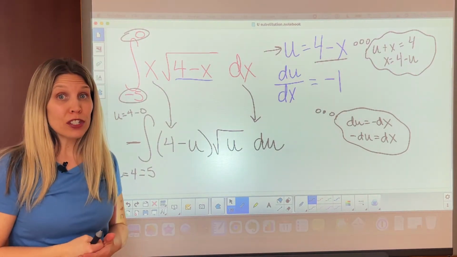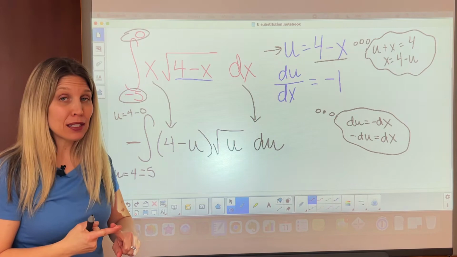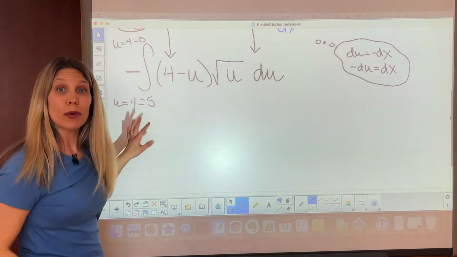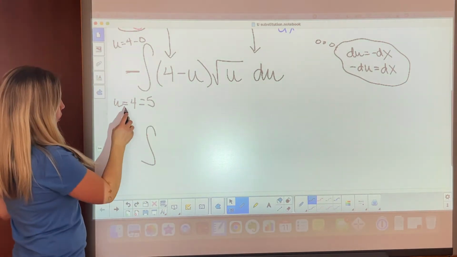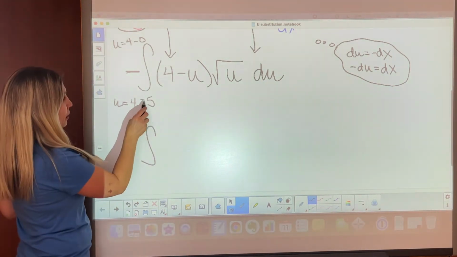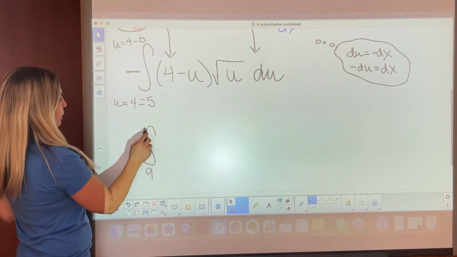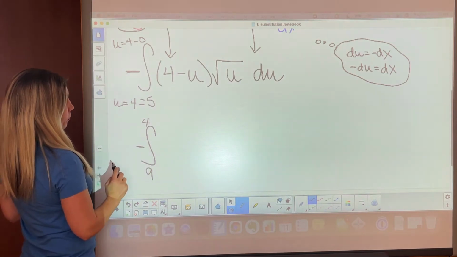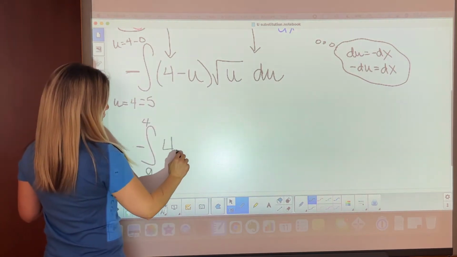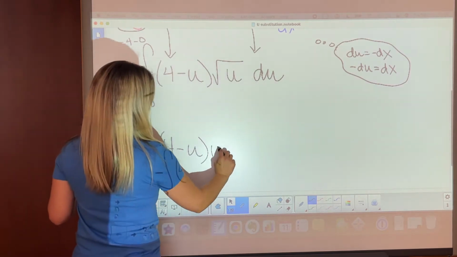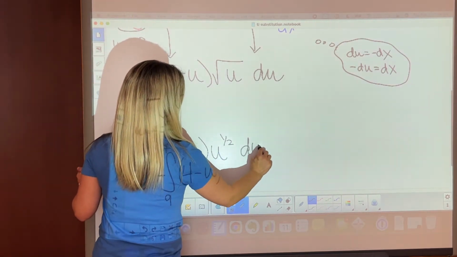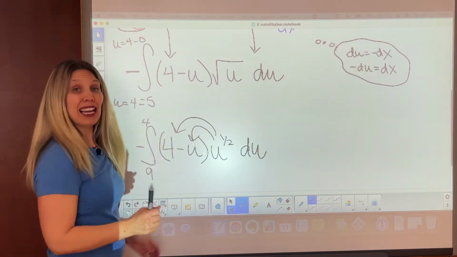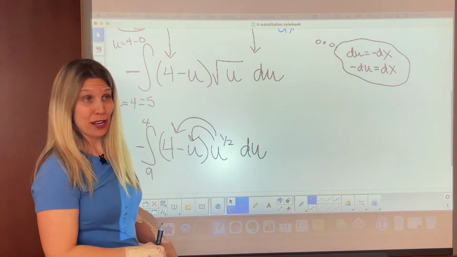So what we've done first is identify the inside piece, then rewrote our integral all in terms of U. So I'm going to rewrite with our bounds. 4 minus a -5 is 9. 4 minus 0 is 4. And I still have my negative sign out here. Now I can rewrite 4 minus u times u to the 1/2 du. And the reason I did that is now I can distribute this through so I can integrate.